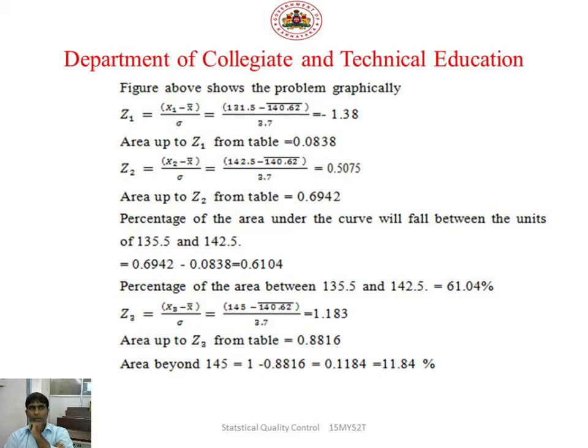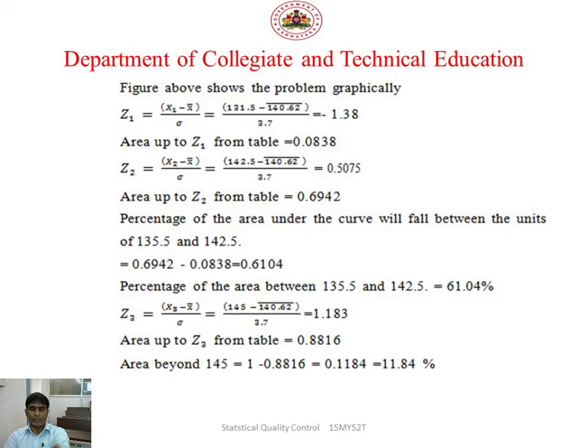From the table, you calculate the area under the normal curve. For z equal to 1.38, you are getting the table value as 0.0838. That is the value we are getting.